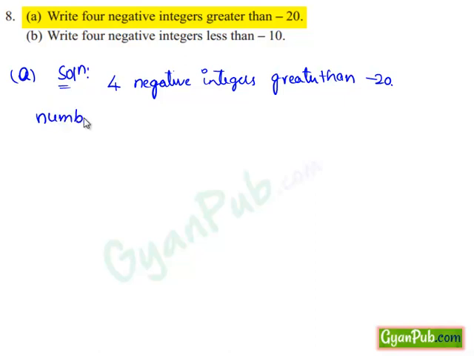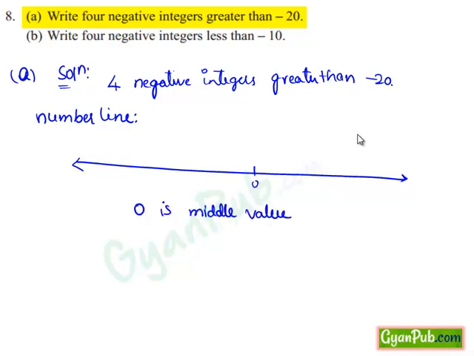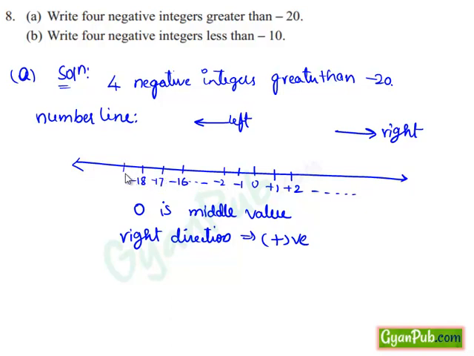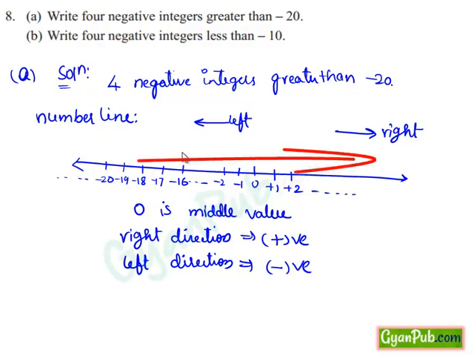Let us draw a number line. In this number line, 0 is the middle value. As we move in the right direction, we can see all the positive integers, +1, +2 and so on. In the right direction, all the integers have positive sign. As we move in the left direction, we can see negative integers, -1, -2 and so on. -16, -17, -18, -19, -20 and so on. In the left direction, all the integers have negative sign. As we move in the right direction on the number line, numbers are in increasing order.